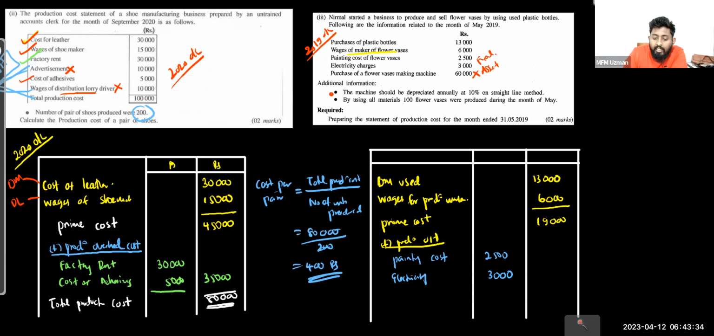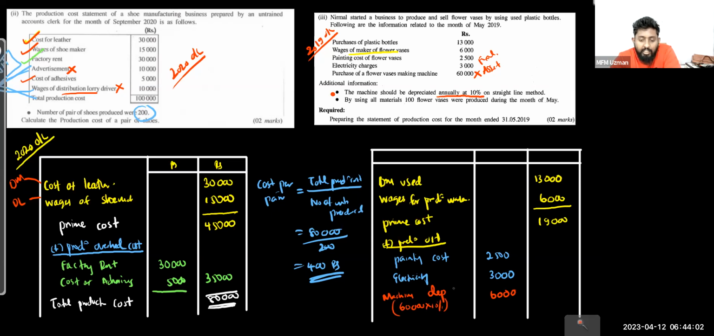Then they are saying the machine depreciated 10%. That only would come, guys. Here, machine related expense will come. When you are using the machine, it has depreciated by 10%. So what is 10% of 60,000, guys? 6,000 only would come as machine depreciation. You can't add the purchase machine value as a cost, guys. When you are using it, it gets depreciated.